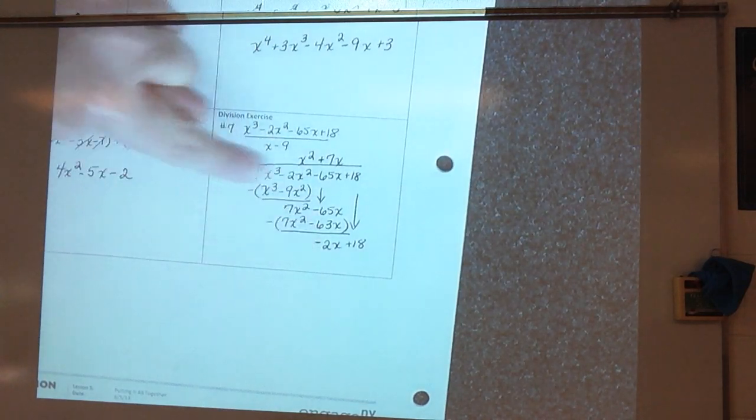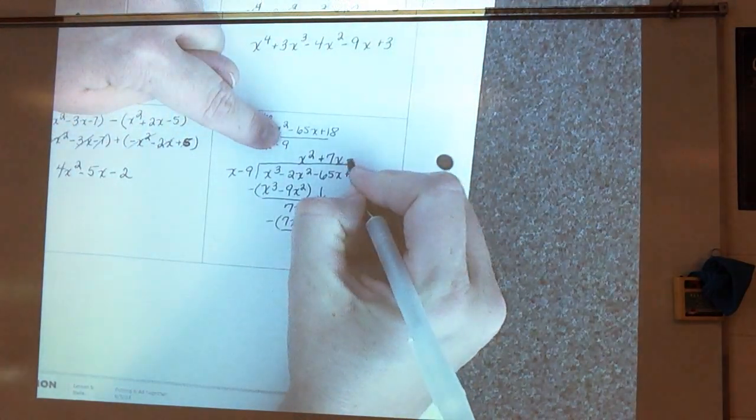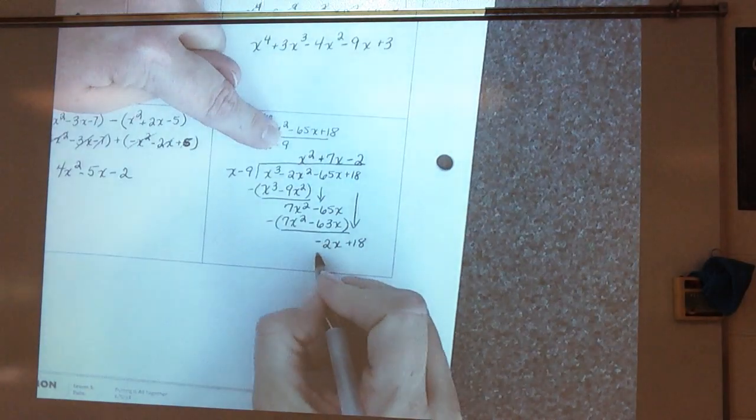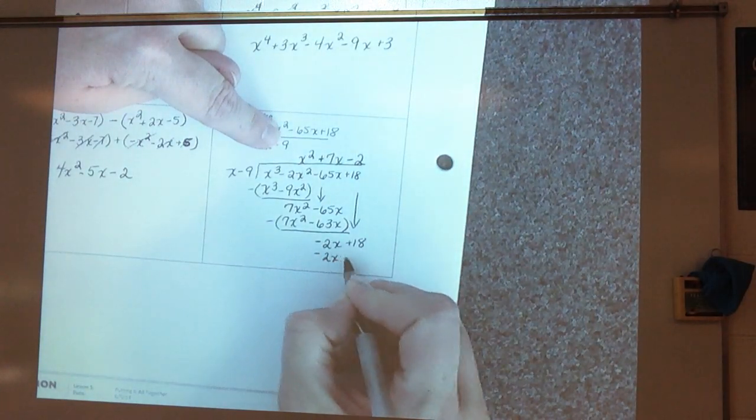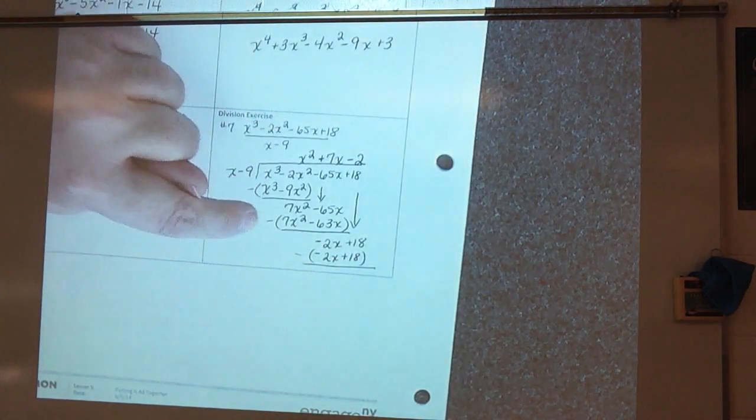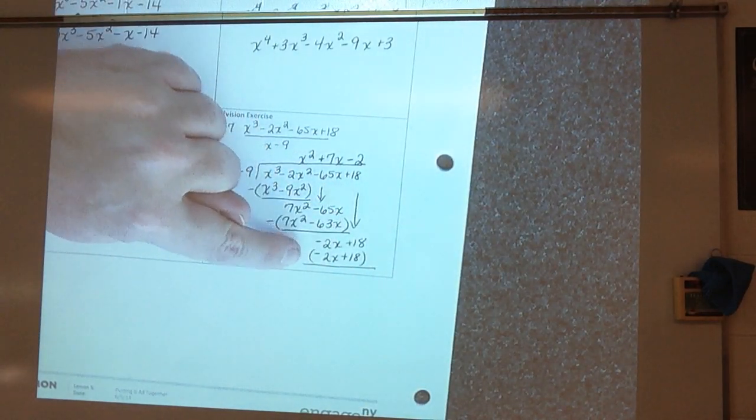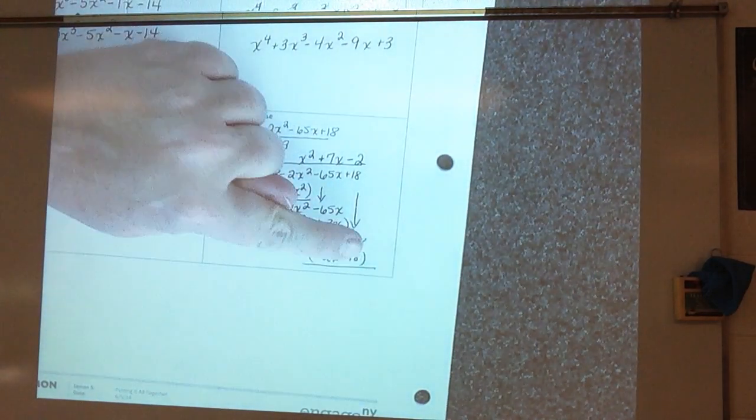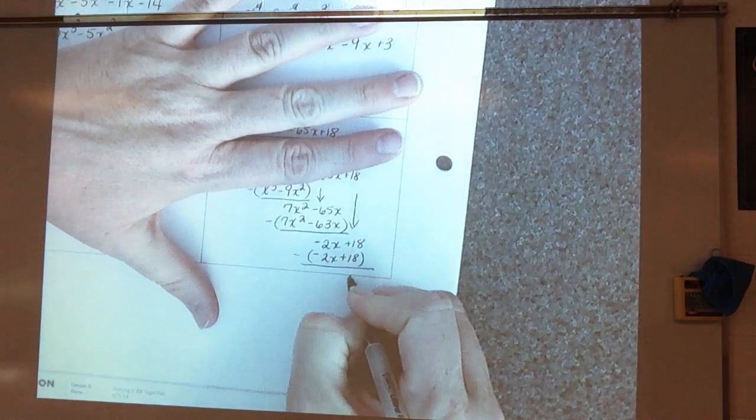So negative 2x divided by x is negative 2. So I have negative 2x plus 18. Subtract. Negative 2x plus 2x is 0. 18 minus 18 is 0.